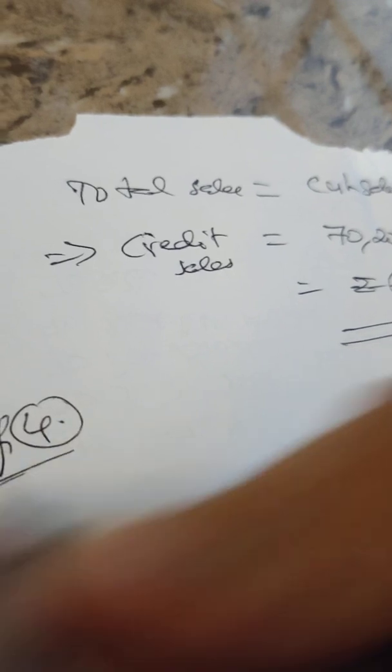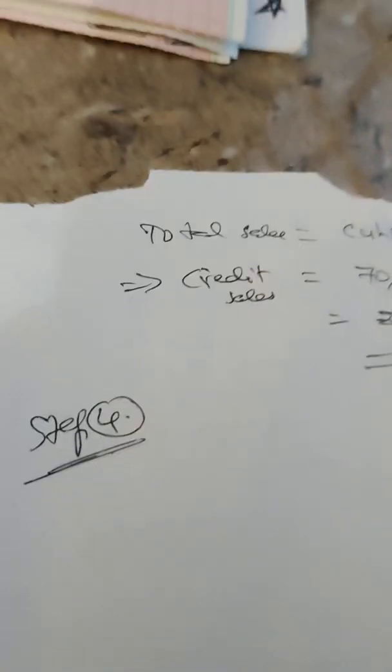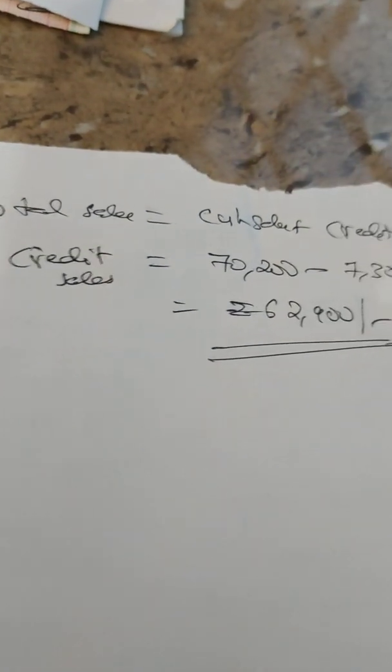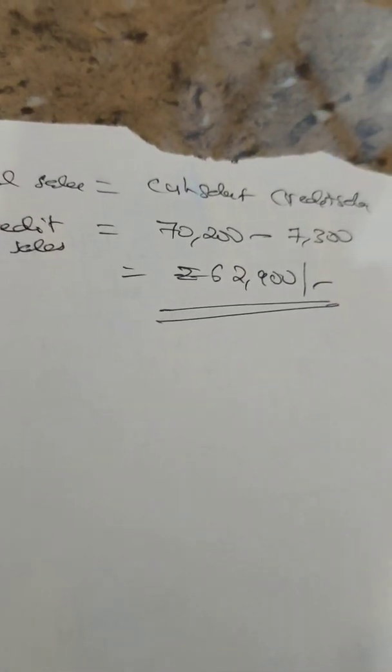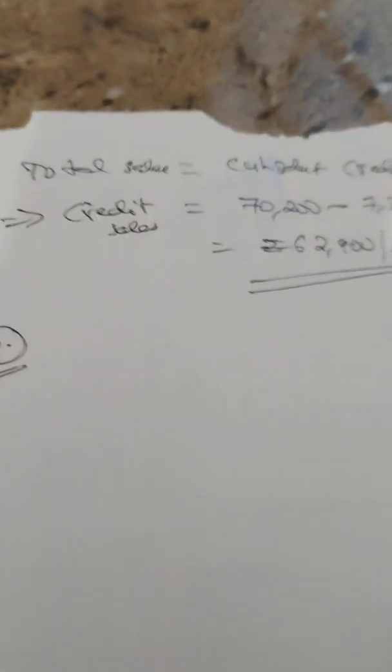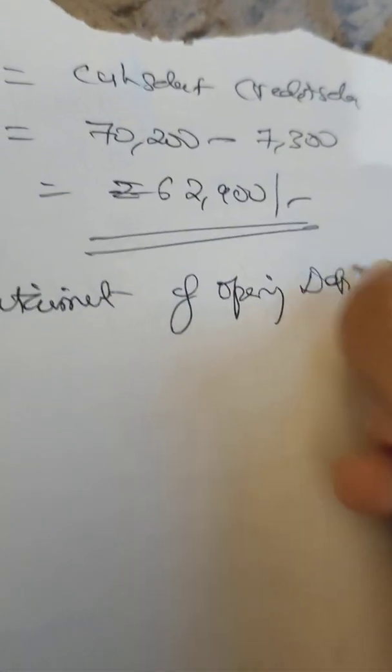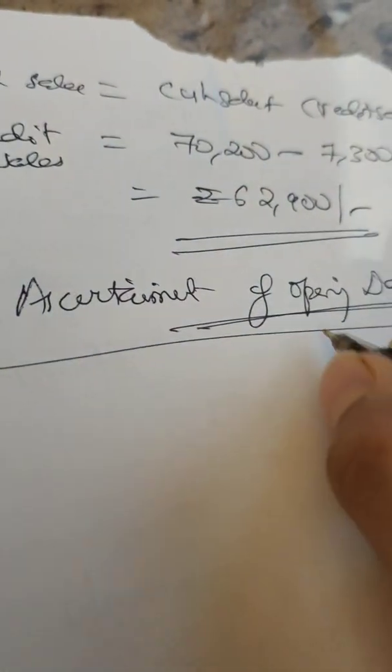So this is done. Now what is step number 4? We have to prepare the opening balance of debtors. So for that, what do you have to do? We need to prepare the debtors account, isn't it? Yes. So write down ascertainment of opening debtors. So what do you have to do now? We have to prepare the two columns here.